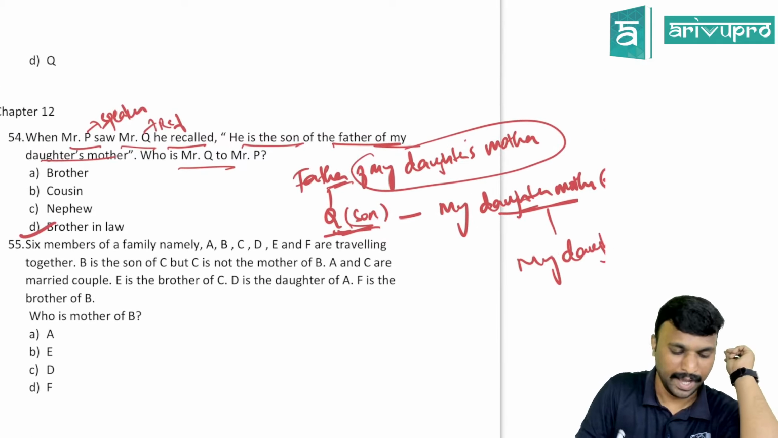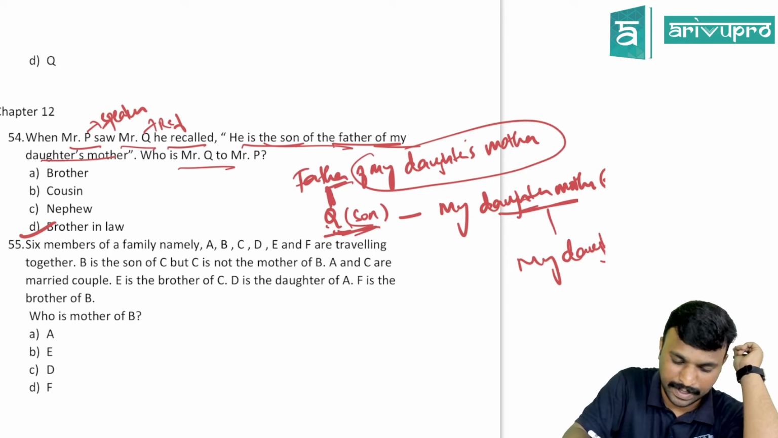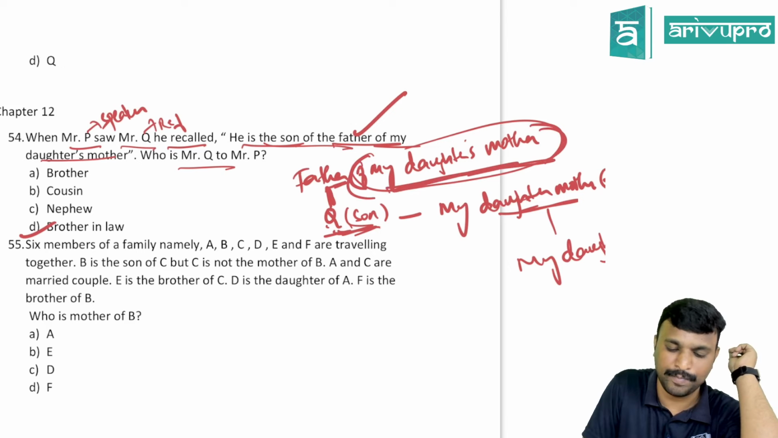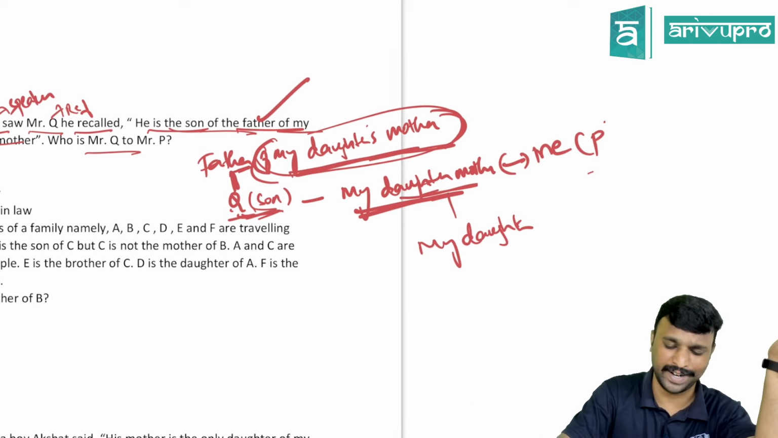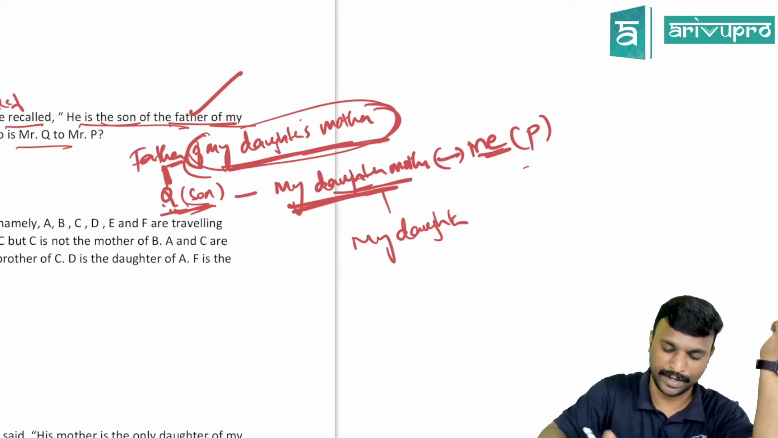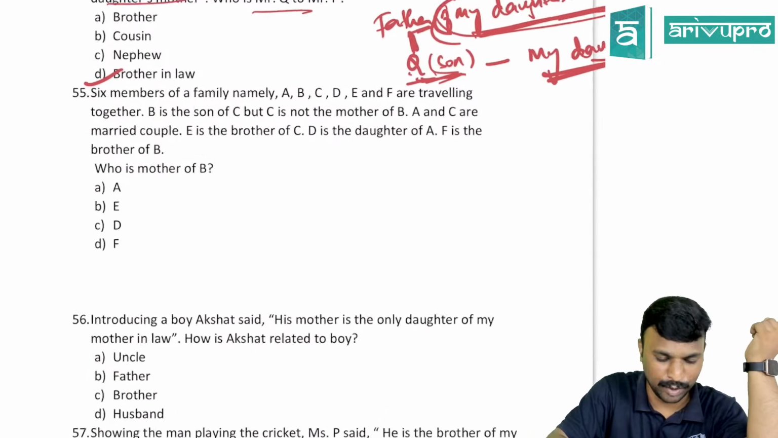Guys, if you see, what they have said is he is a son of who? Q is the son of, because he means the reference person. He is a son to someone. Who is that someone? The father. He is the father of whom? My daughter's mother. So if he is a father of my daughter's mother, she should be a sibling to Q. So my daughter's mother is nothing but my wife, right? Where should be me? Next to my wife, right? So definitely for me, that means P, Q is brother-in-law. Let's move on to the next question.